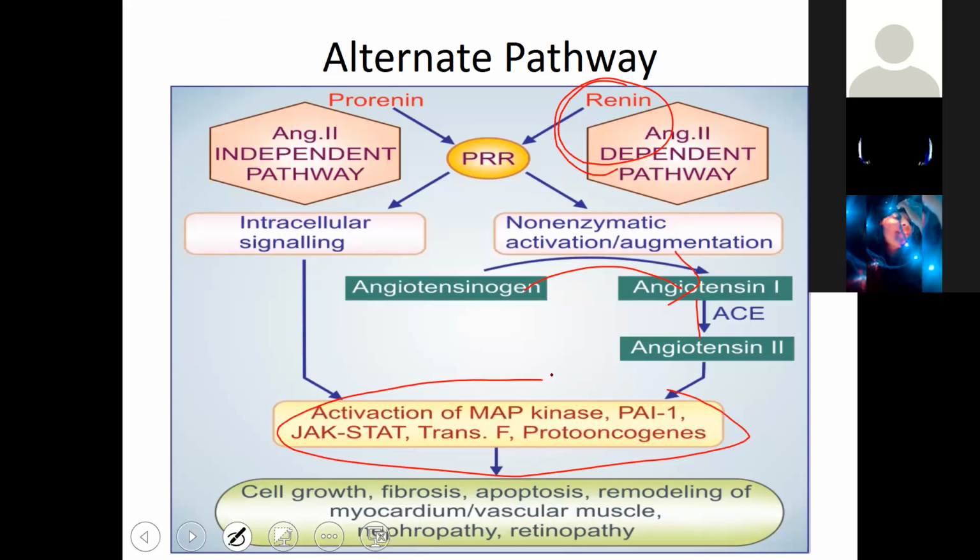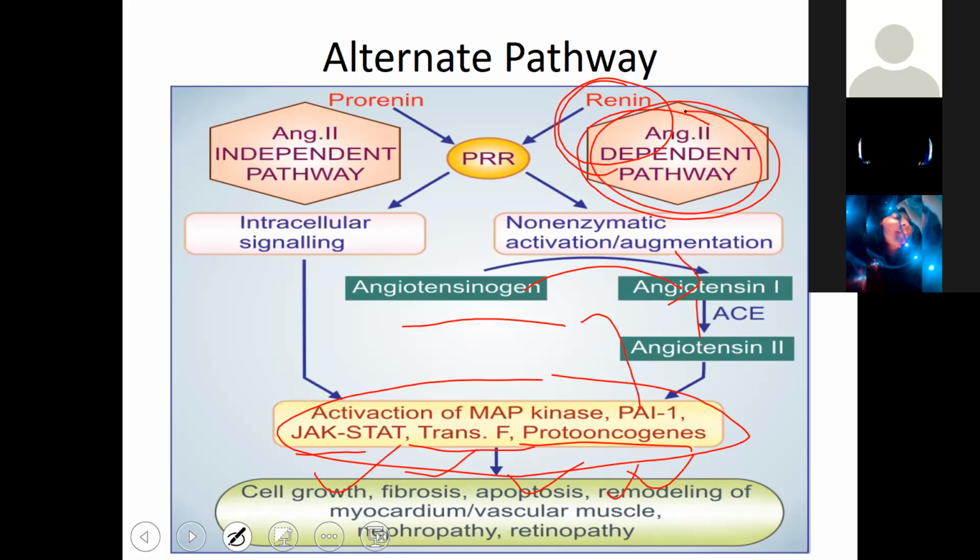All the actions like MAP kinase, plasminogen activator inhibitor 1, JAK-STAT, proto-oncogenes, growth factors, transcription factors, cell growth, fibrosis, apoptosis, remodeling, ventricular and vascular muscle contraction, and nephropathy and retinopathy, all these things can happen because of this conversion of angiotensinogen to angiotensin. So this is the angiotensin 2 dependent pathway, where the most active form is involved.